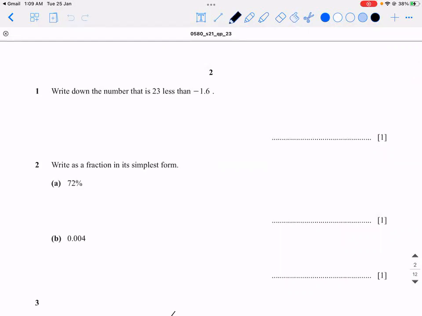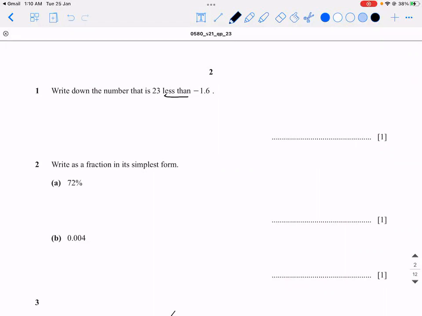So what is our first question? It's a very simple question, right? Write down the number that is 23 less than minus 1.6. Correct? So that means less than means it is minus, right?